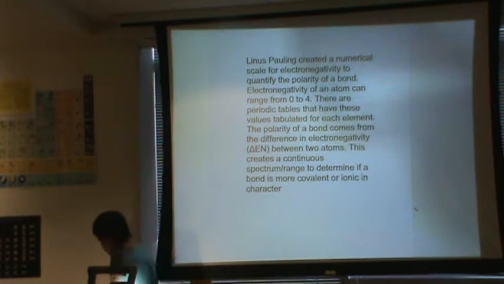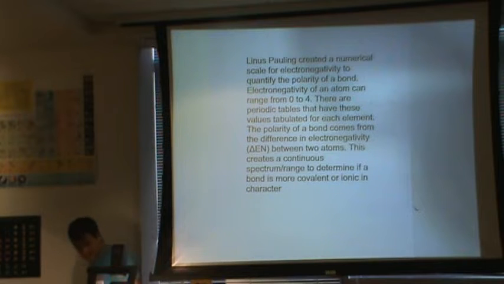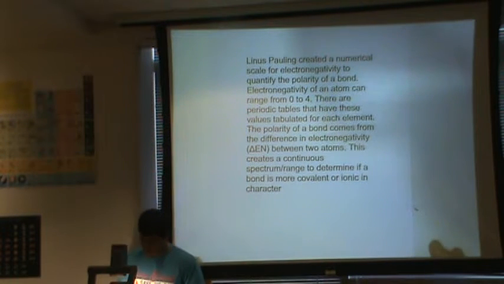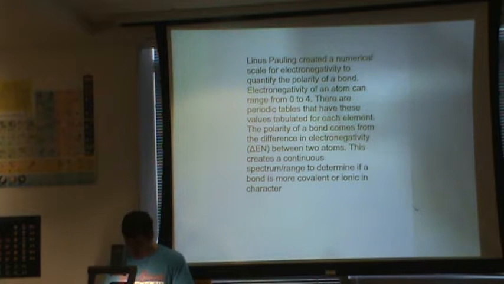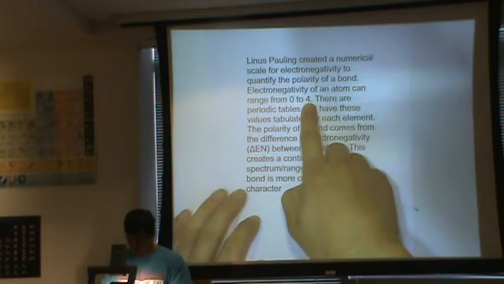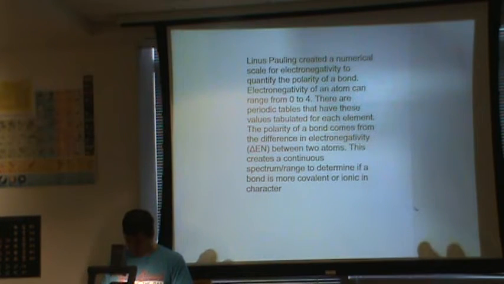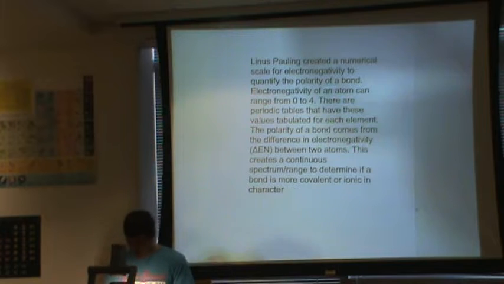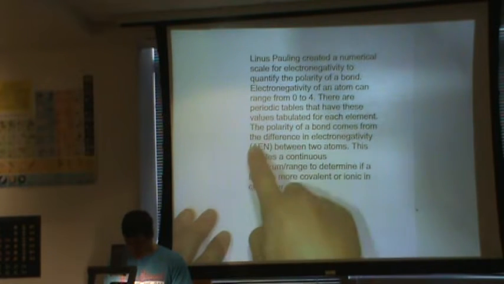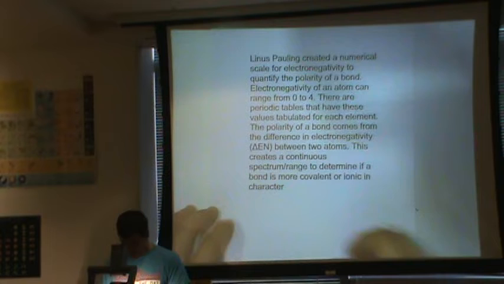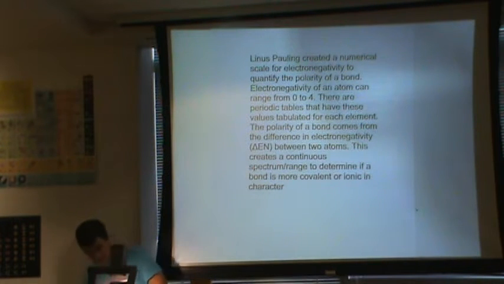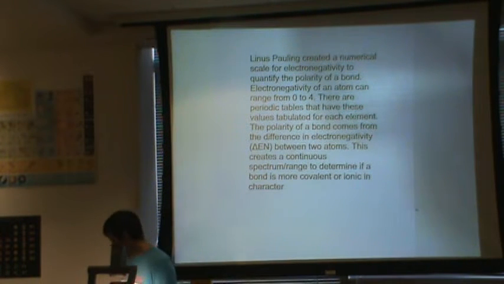So a scientist by the name of Linus Pauling was an interesting character. I'll say that much. In case someone read about it. Linus Pauling was the scientist who came up with electronegativity. He created a numerical scale for electronegativity to quantify the polarity of a bond. Electronegativity of an atom can range from 0 to 4. There are periodic tables that have these values tabulated for each element. The polarity of a bond comes from the difference in electronegativity, the delta EN, between two atoms. This creates a continuous spectrum or range to determine if a bond is more covalent or ionic in character.